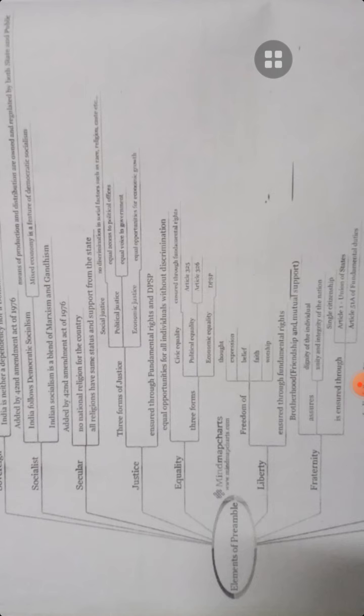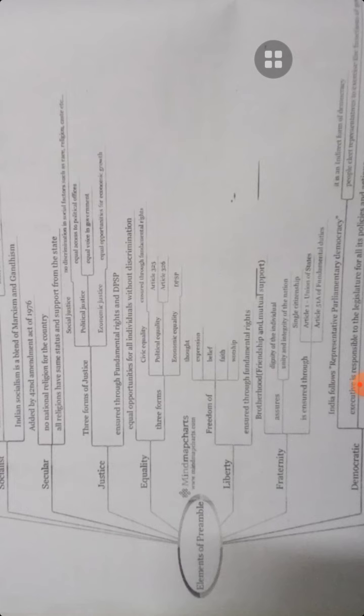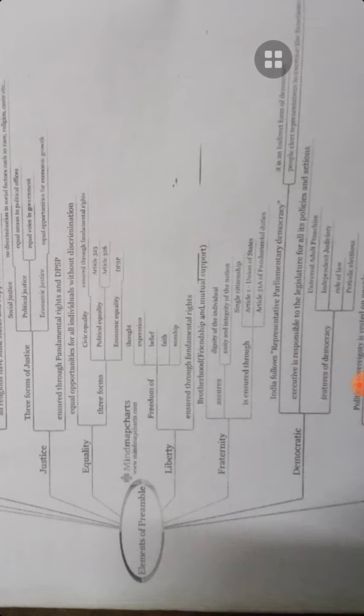In short, fundamental rights and DPSP: equality, equal opportunity for all individuals without discrimination. Civil equality is for the fundamental rights; political is for Articles 325 and 326; economic is for the DPSP. And this is the liberty of thought, expression, belief, faith and worship.